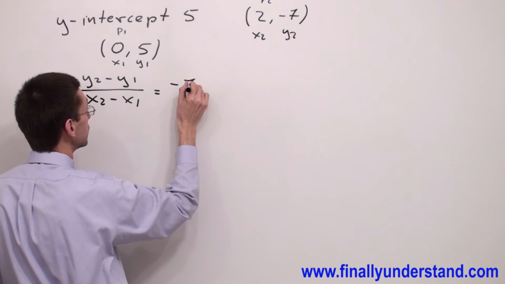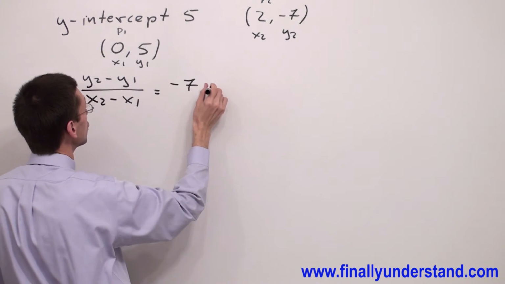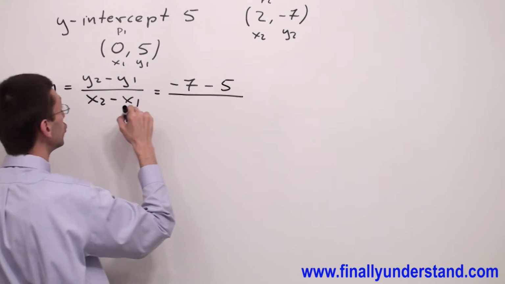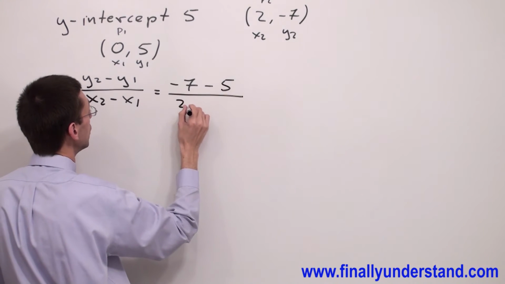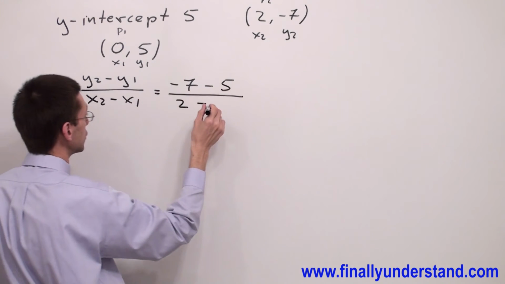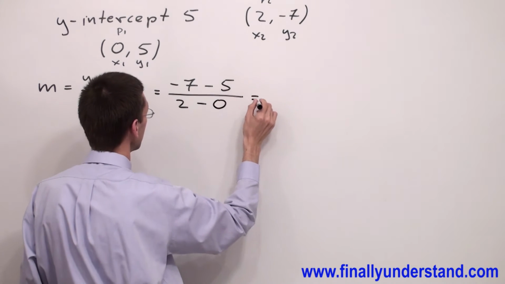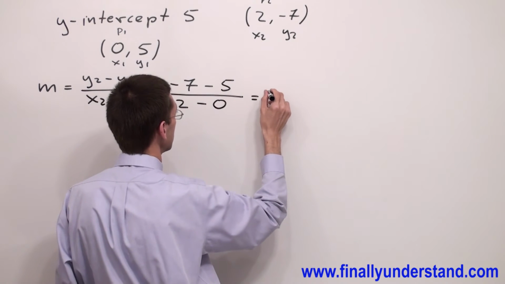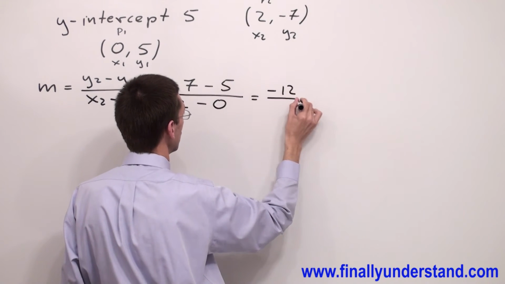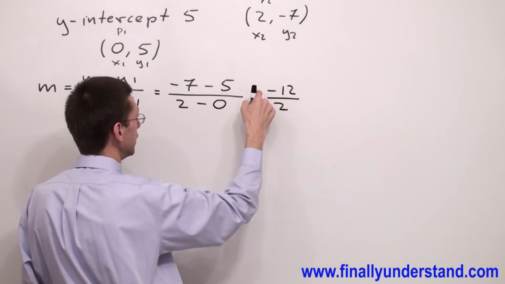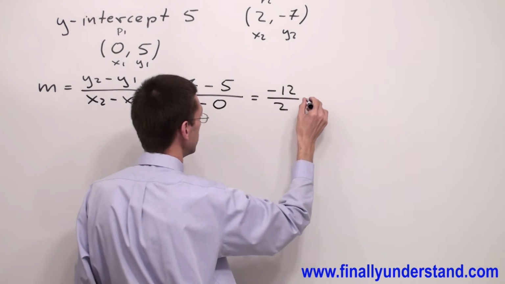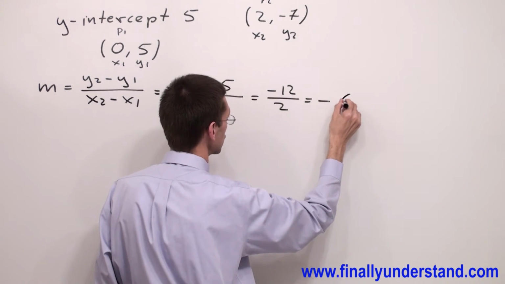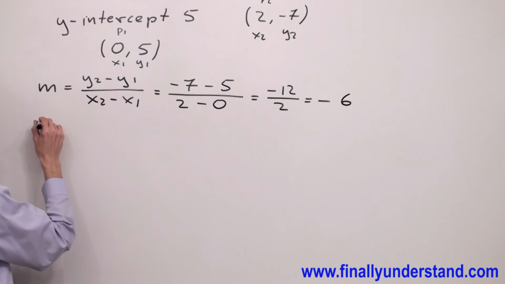y2 is equal to -7 minus y1, which is equal to 5, over x2, which is equal to 2, minus x1, which is equal to 0. -7 minus 5 is equal to -12 over 2. Negative divided by invisible positive is equal to negative. 12 divided by 2 is equal to 6. My slope is equal to -6.